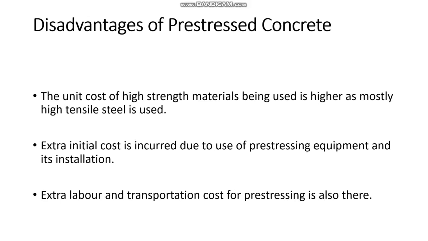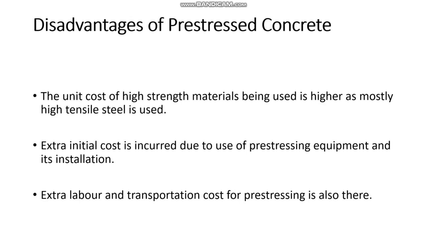But there are some disadvantages also. The unit cost of high strain materials being used is higher, as mostly high tensile steel is used. The cost of the high tensile steel is very high. So as high tensile steels are used, the cost of the material is higher.